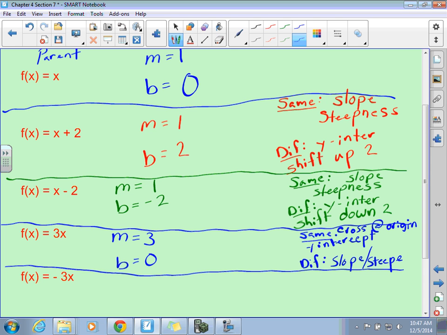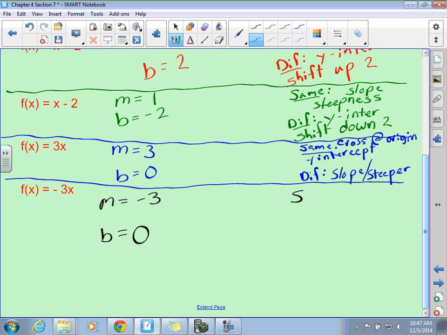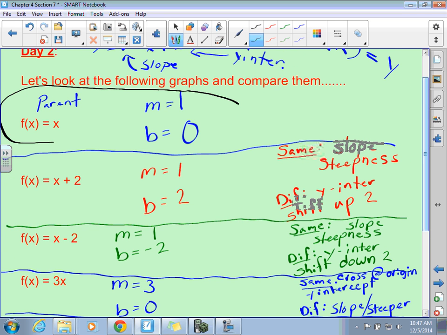Okay, let's look at the next one. What's my M? -3. What's my B? 0. What's the same about the equations, that and the parent? The y-intercept. Again, I'm going back to the parent. You hear, oh, you have your dad's eyes, oh, you look just like your mother. They're always comparing you to mom or dad, that parent. That's correct. Okay, so the same y-intercept. Different. What's different? The slope.